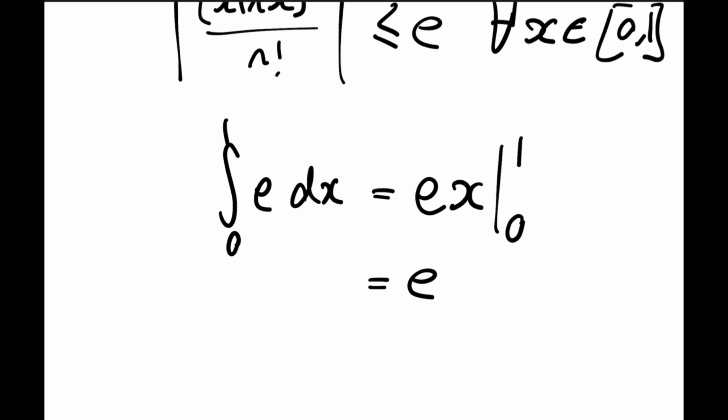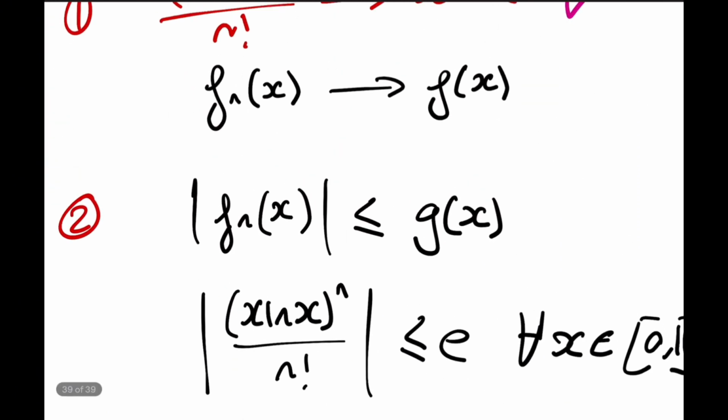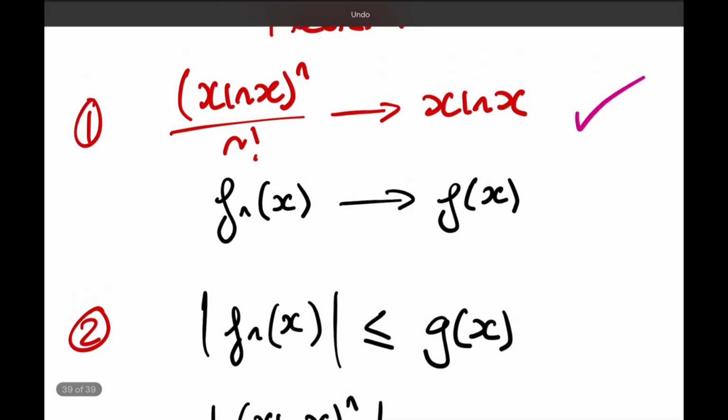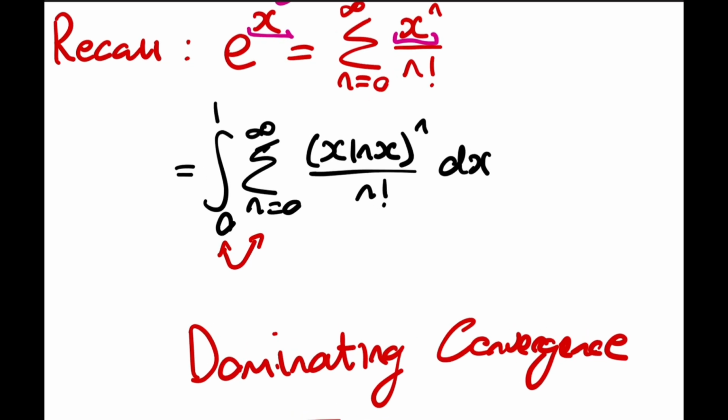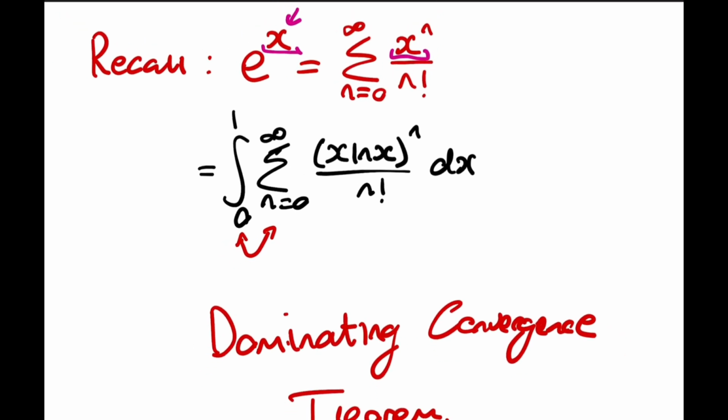Now, e is a finite number. It is less than infinity. Of course it is. And so it works. It can be integrated. Okay, so we have just shown these two conditions in the dominated convergence theorem. We have just shown them both to be true. Great. That means that we are allowed to switch around the integral and the sum.